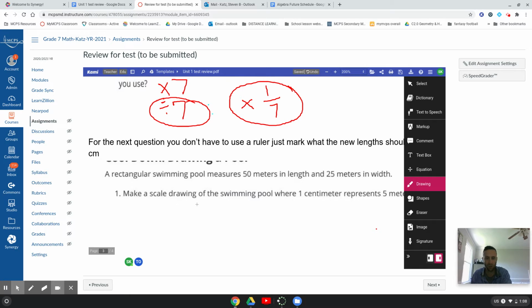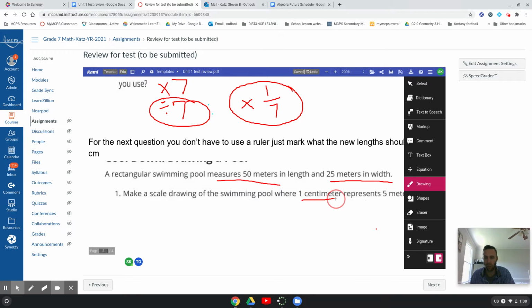It says, make a scale drawing. A rectangular swimming pool measures 50 feet in length and 25 feet in width. You're going to make a drawing on paper, not the real thing. You're going to shrink it down into a scale drawing where 1 centimeter represents 5 meters.